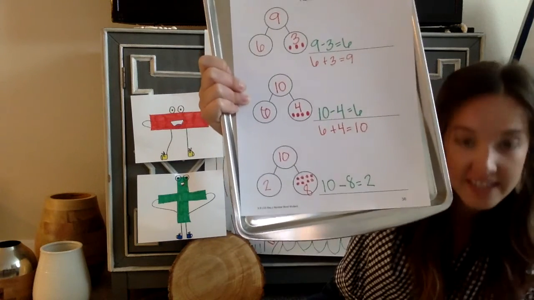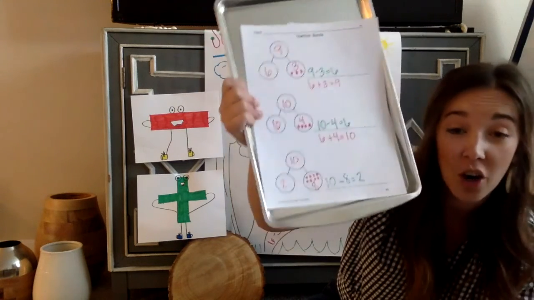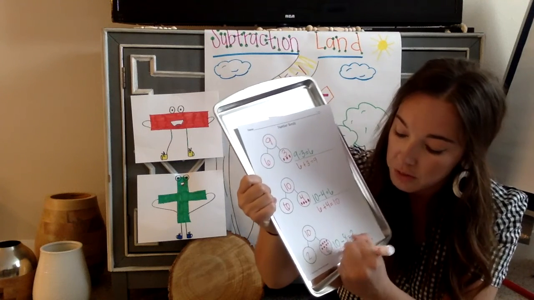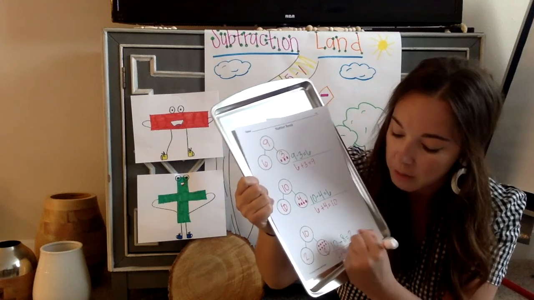Our addition sentence would be a little different. Our whole is the 10, so instead we add the 2 to the 8, and then we equal 10.